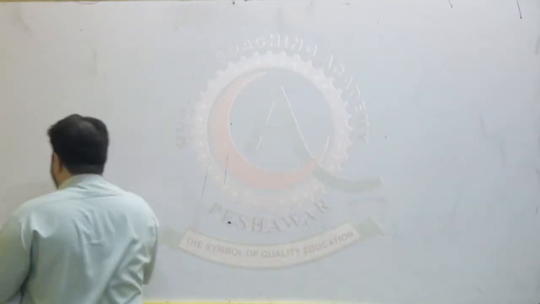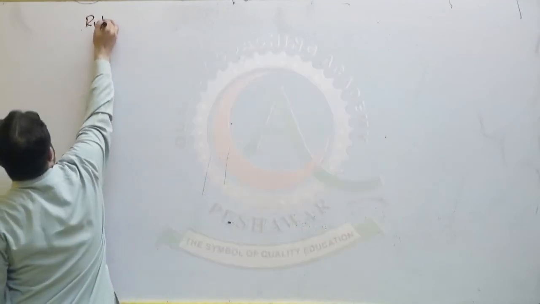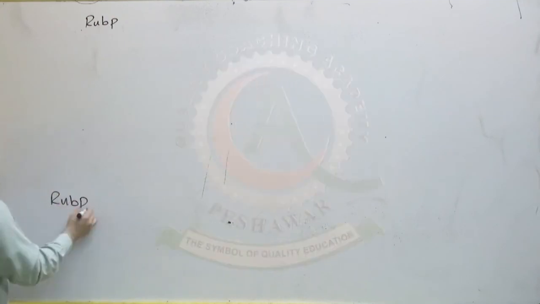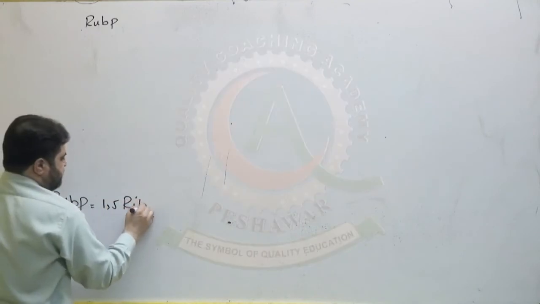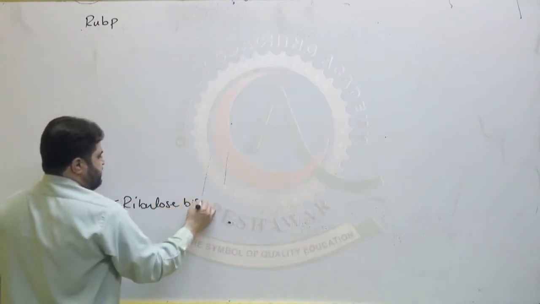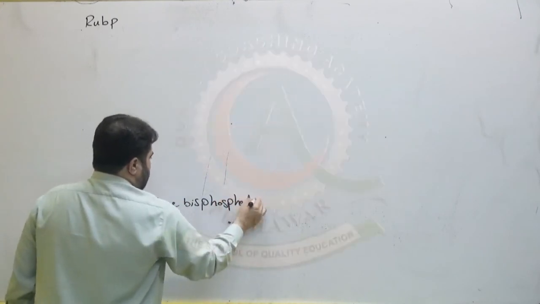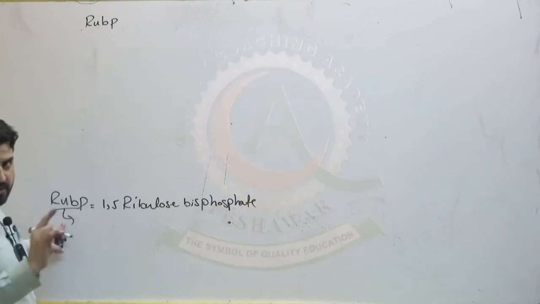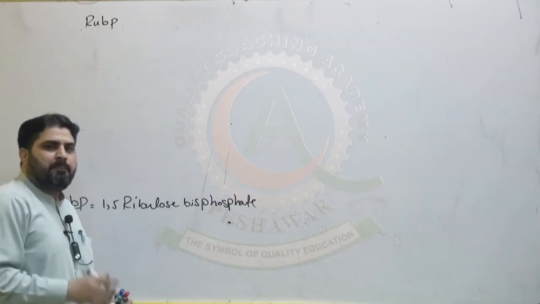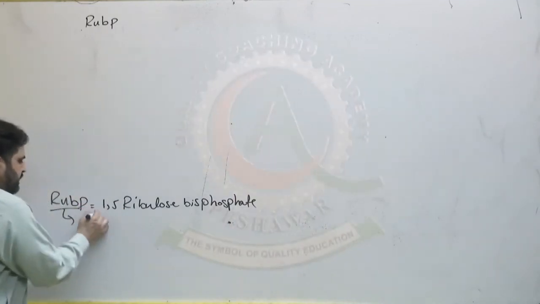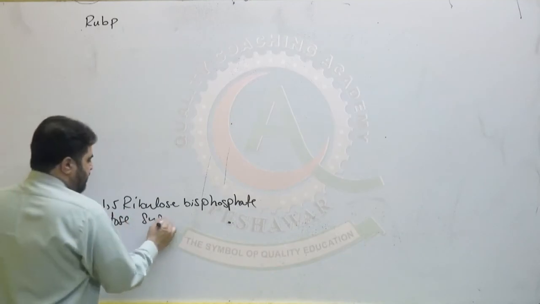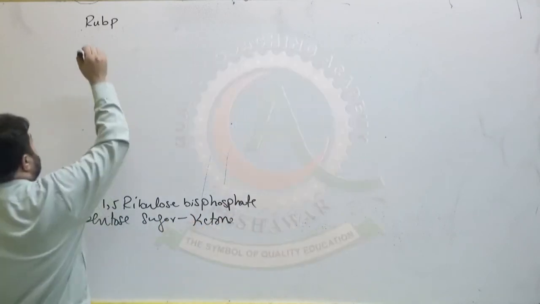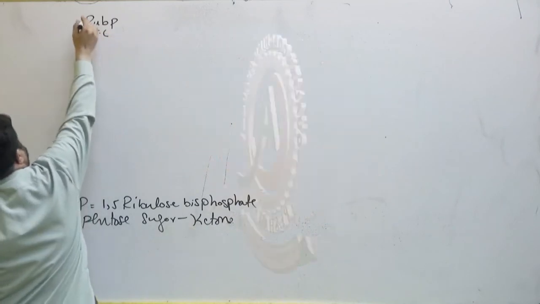Now coming to this cycle, let's suppose there is a molecule, we call it RUBP. RUBP stands for 1,5 ribulose bisphosphate. What is the nature of RUBP? RUBP is a carbohydrate. In carbohydrates, it is a monosaccharide. In monosaccharides, it's a pentose sugar, meaning it contains 5 carbon atoms, and it has a ketone as a functional group. So RUBP is a 5 carbon compound.